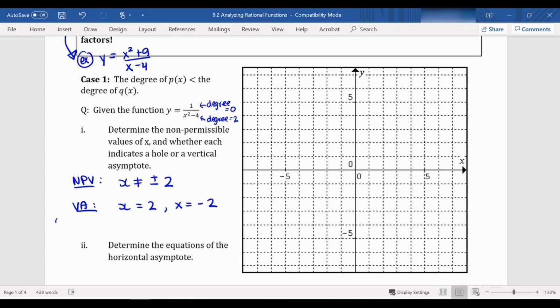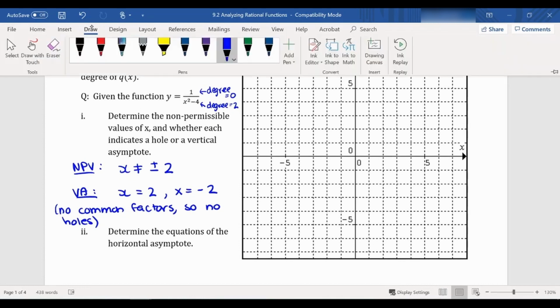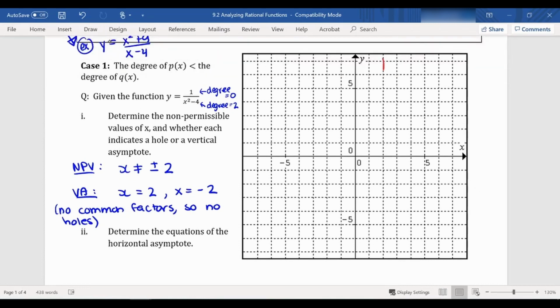Okay, no common factors between the top and the bottom, so no holes. Now, this means that we're going to have a vertical asymptote at 2. Remember, we usually draw these in with a dashed line, and another one at negative 2. Again, another dashed line. So this is 2. This is negative 2.